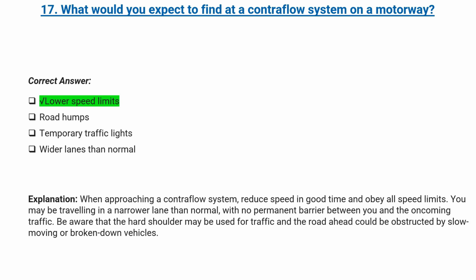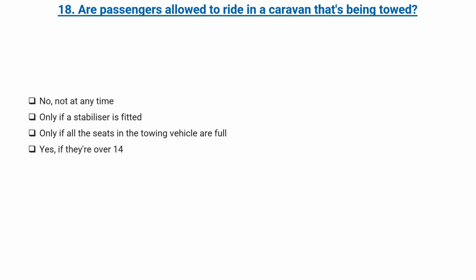Explanation: when approaching a contraflow system, reduce speed in good time and obey all speed limits. You may be traveling in a narrower lane than normal, with no permanent barrier between you and the oncoming traffic. Be aware that the hard shoulder may be used for traffic and the road ahead could be obstructed by slow-moving or broken-down vehicles.